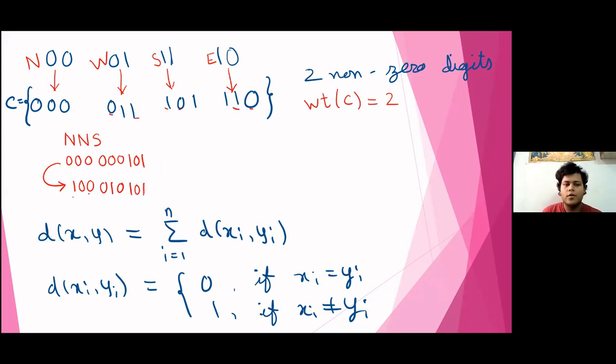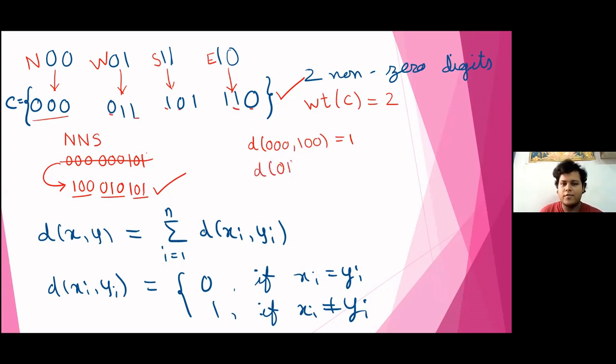So, while decoding, the receiver will not have this. The receiver will have this and the code set, this one. So what he will do is measure the distance of the received code with each of these code words. For example, the distance between this code word 0, 0, 0 and 1, 0, 0 is 1.